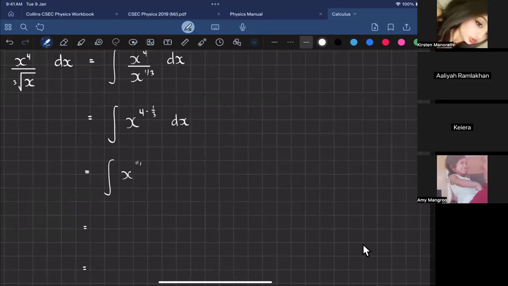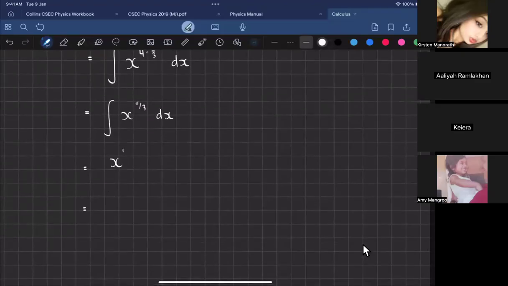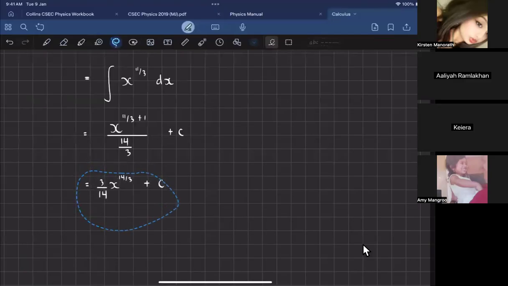it's 11/3. Right, now it's in the form where we could integrate. So we add 1 to the power, and that'll be 14/3. So you end up with x to the power 14/3. And since you divided by 14/3, it's the same thing as multiplying by 3/14. So excellent job there. Really good job.